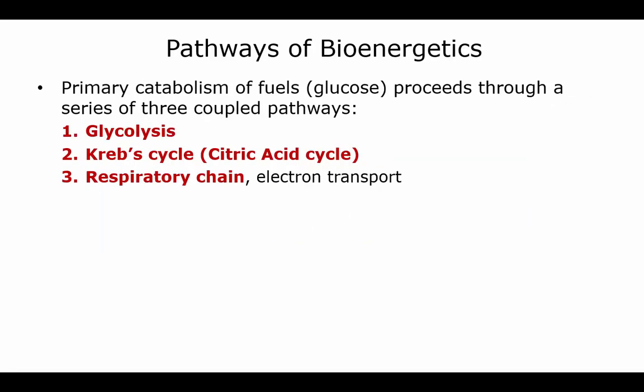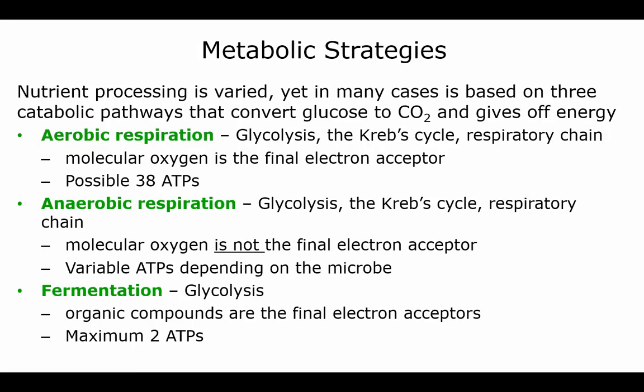Now, the pathways of bioenergetics is mainly we're going to use glucose. It is the primary catabolism of glucose, and it goes through 3 coupled pathways: glycolysis, the Krebs cycle, and the respiratory chain. The processing of nutrients varies, but basically these 3 processes convert glucose to carbon dioxide and give off energy.